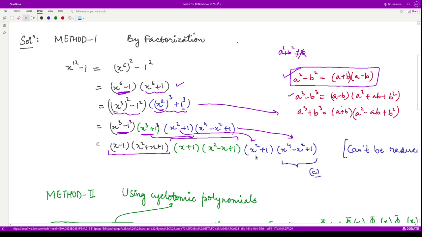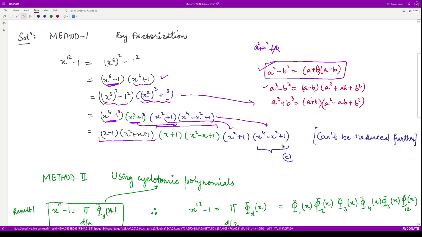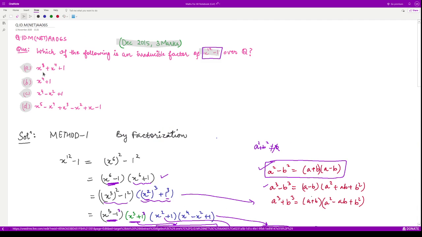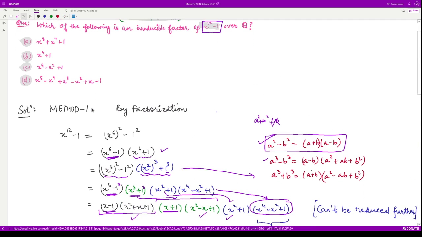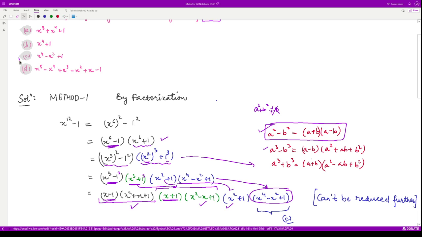So now can you see, can we factorize it again? No, we cannot further factorize this. So from here you see that every factor is of either degree 1 as in this, or of degree 2 as in these, or of degree 4. And let us have a look at our options. Here we have degrees 8, 4, 4 and 5, and of degree 4 we have this. So C is the correct option for this method. So this is the irreducible factor of this polynomial.